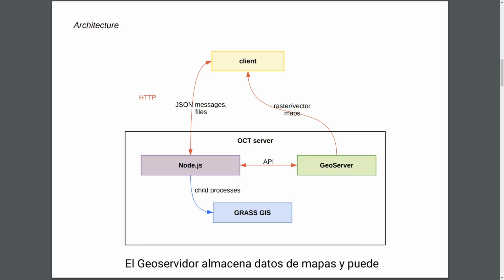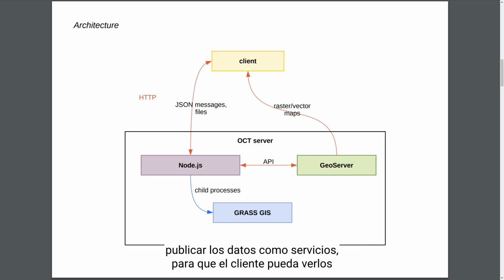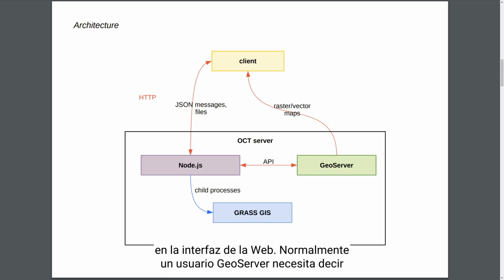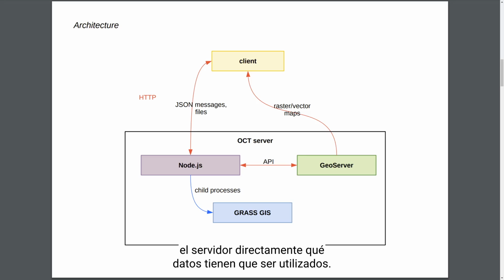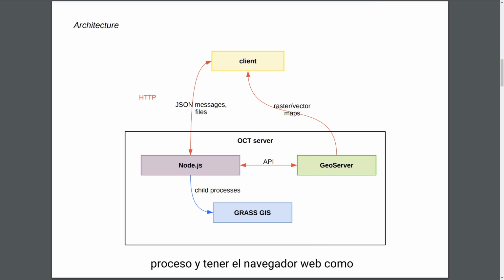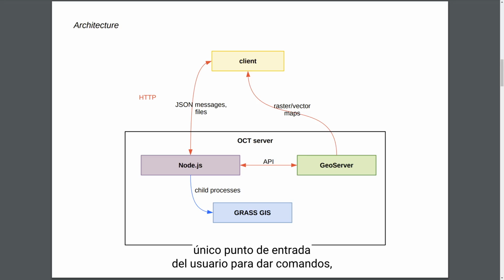The GeoServer stores map data and can publish the data as services so that the client can view them in the web interface. Usually, a GeoServer user needs to tell the GeoServer directly what data has to be served. But since the OCT aims to automate this process and have the web browser as the user's only entry point for giving commands, the Node app is designed to communicate with the GeoServer and tells it which map should be served.